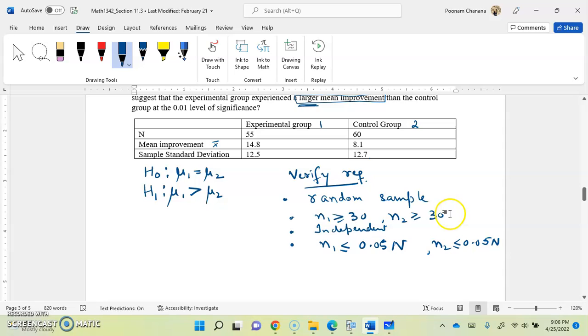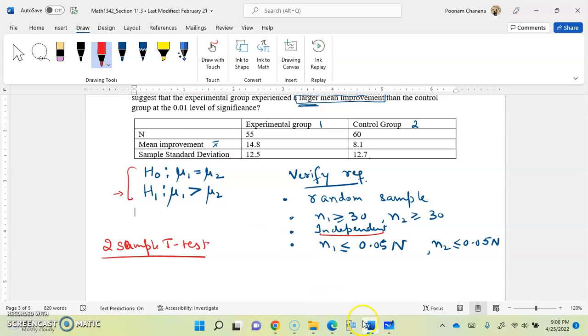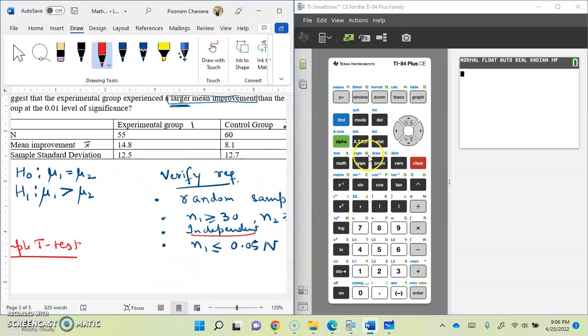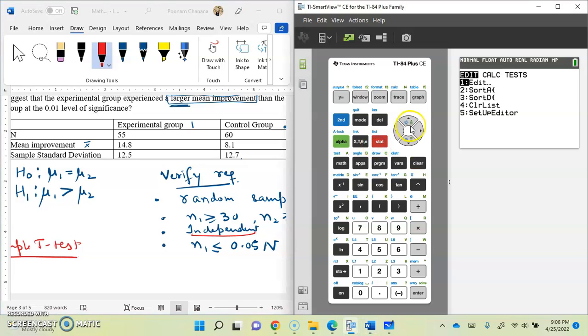If we have all the requirements and our data is independent and we are comparing means, that means we're using a two sample t-test for this. Okay, so let's open our calculator, clear what we have before. Here is your data. So go to stat, go to test.